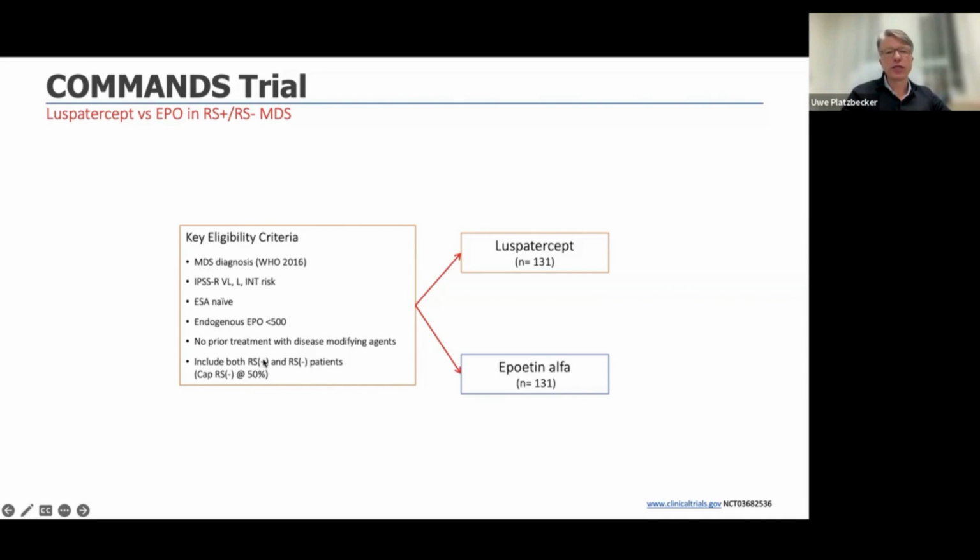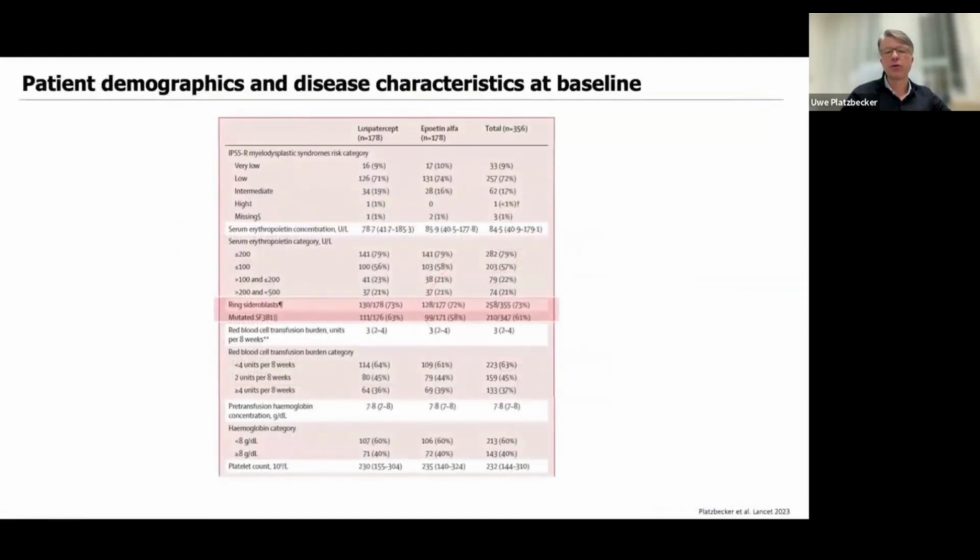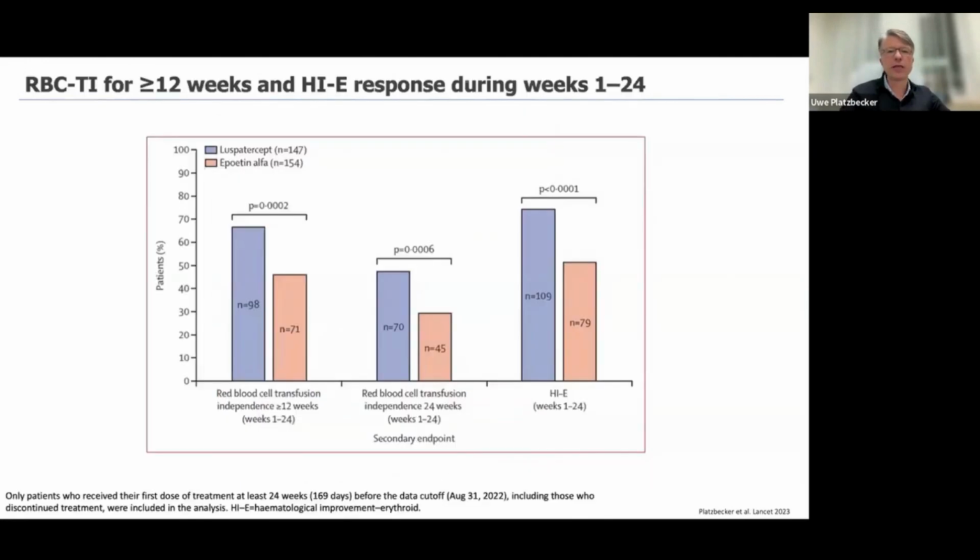Both patients, ring sideroblast positive and negative, could be included, and the primary endpoint was a 12-week transfusion independence with a concomitant increase of the hemoglobin level. So this is the patient disposition, and you see again that predominantly 70% of the patients had a ring sideroblast phenotype. All of them, of course, were transfusion dependent. And this is how the primary endpoint was achieved.